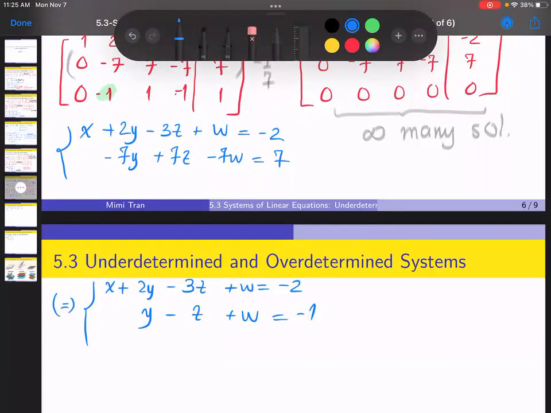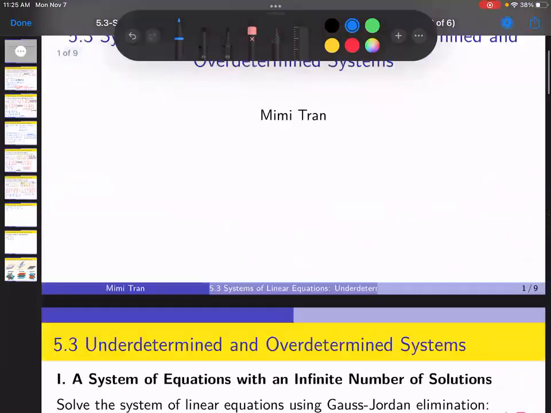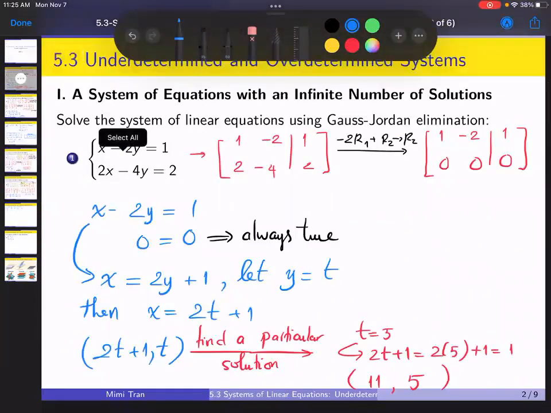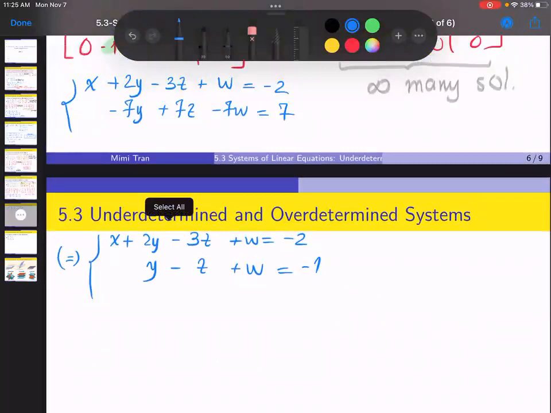Now, let me remind you of the free variable. Up here, I say y is my free variable. You can let y equal anything. In this case, we pick y for t. If you don't want letter t, you can say y for s. Doesn't matter. But I know that y is a free variable. It can be anything. However, x depends on y, so this is not a free variable. Go back to the problem we have. This one has more than one free variable.